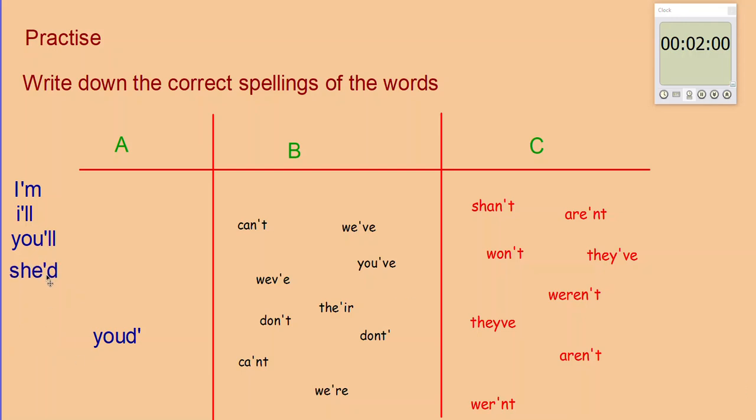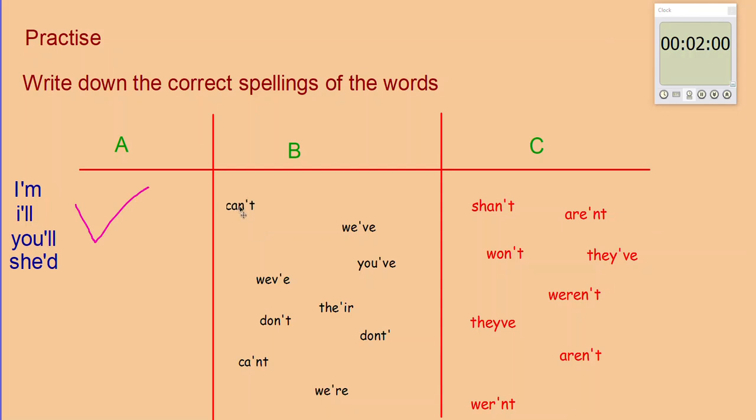She'd, she had, the apostrophe is in the correct place, so this one is right. And you'd, you would, apostrophe in the wrong place there. So that one is incorrect. So if you got these four correct in group A, you can give yourself a tick on your whiteboard, and that will be a dojo. All right, moving on to B.